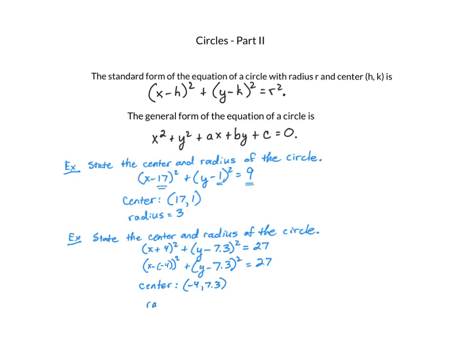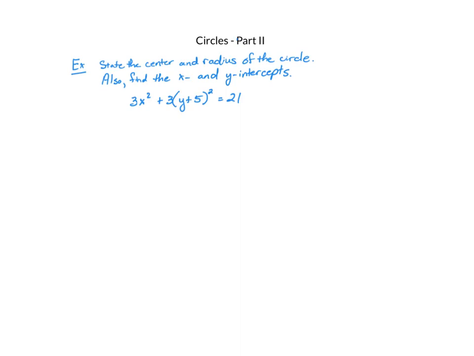Now the radius is the square root of the constant on the other side. So we take the square root of 27. But as always, we need to present our radical in simplified form. Since 27 is 9 times 3, it simplifies to become 3 square root of 3. And this one's complete. For this next example, we'll state the center and radius of the circle, but additionally, we're asked for the x and y intercepts for this circle.